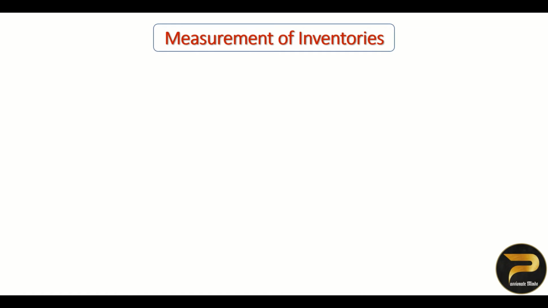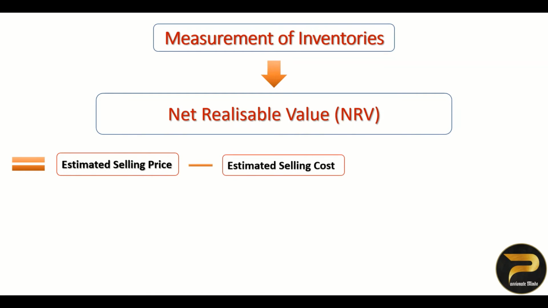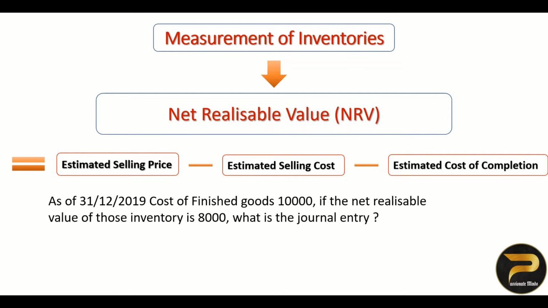Let's have a look at the second phase of measurement of inventories, which is net realizable value. It is the estimated selling price less estimated selling cost and estimated cost of completion. Now let's focus on the question given below. As of 31st December 2019, cost of finished goods is 10,000. If the NRV of those inventory is 8,000, what is the journal entry?